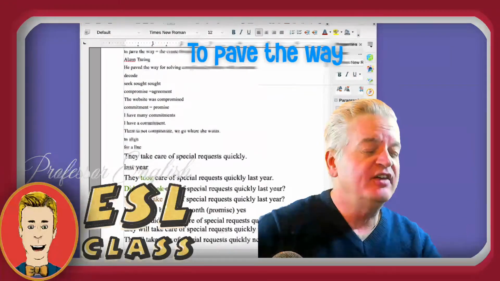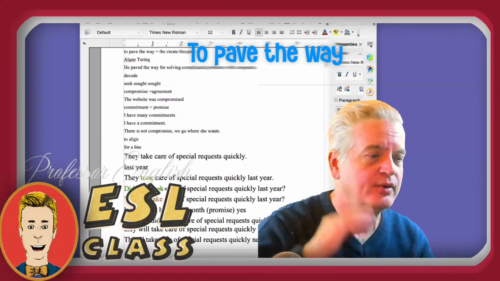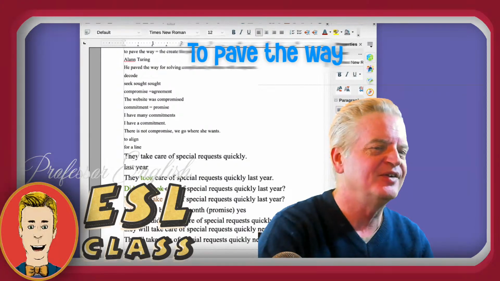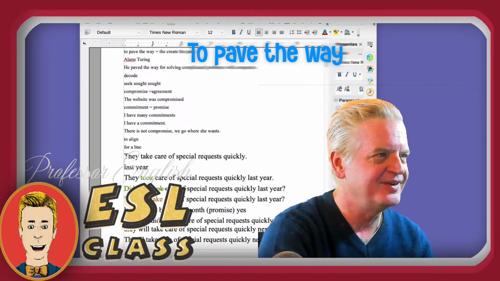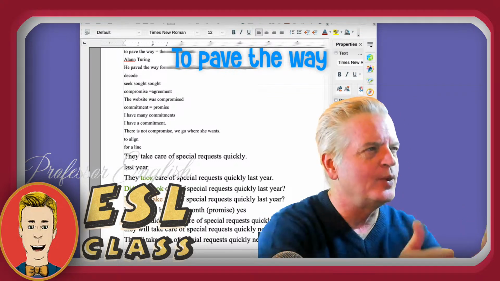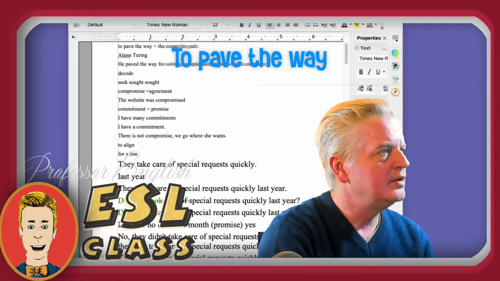So we can say Steve Jobs paved the way for smart technology, which maybe is true. I don't know. Or at least that's what everyone would have you believe. That's what everyone wants you to think, apparently. So that's what it means, like he made the road for that. All right.